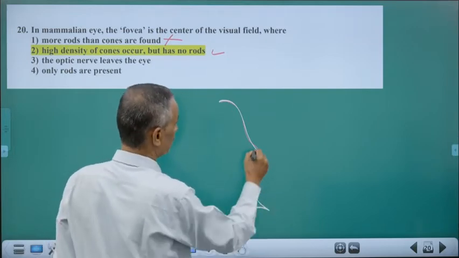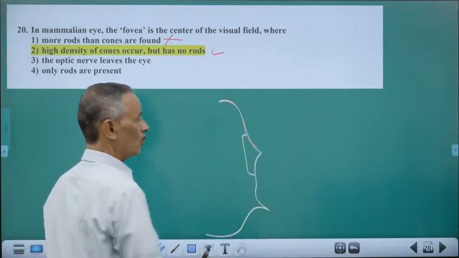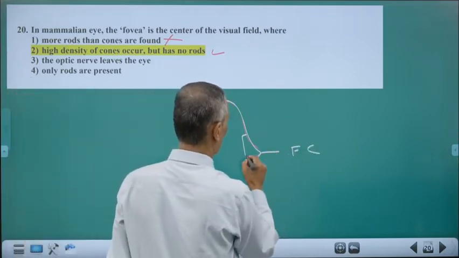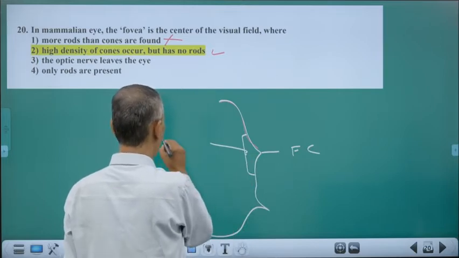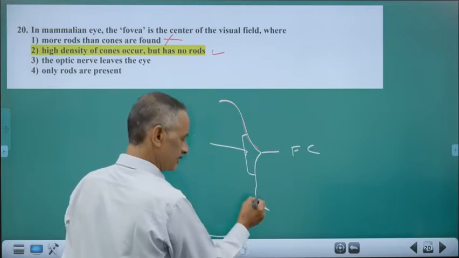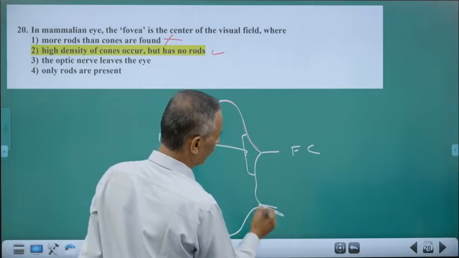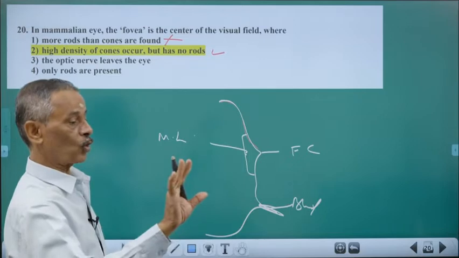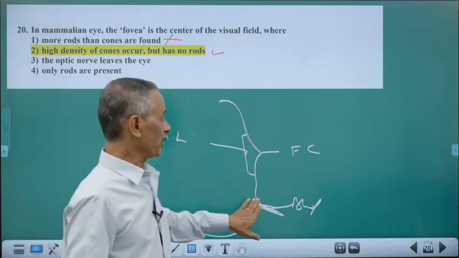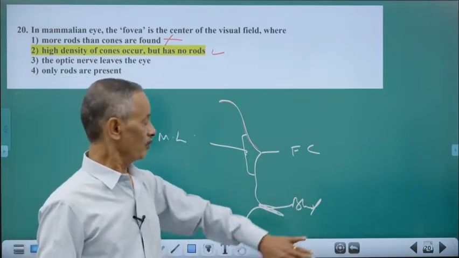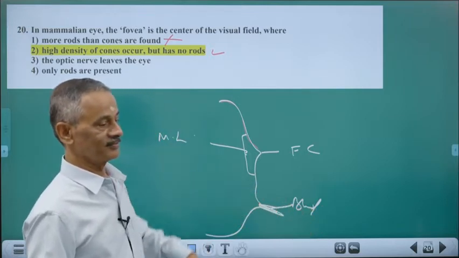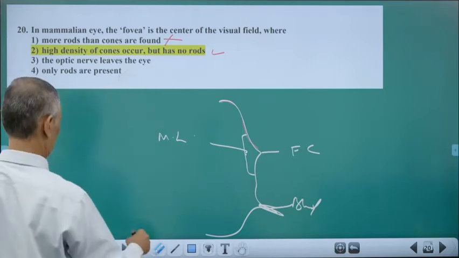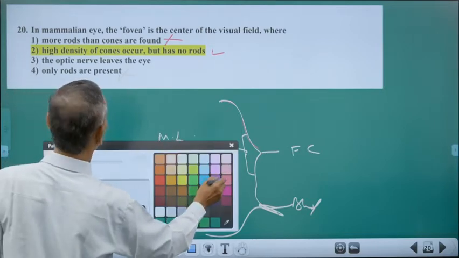For example, this is the fovea centralis part, which is located in the central part of the macula lutea, the yellow spot. Just below that, you have the blind spot. It is the blind spot where there are no rods and cones. That's why it is blind. Optic nerves are leaving the retina and blood vessels are entering. So, the correct answer is 2.